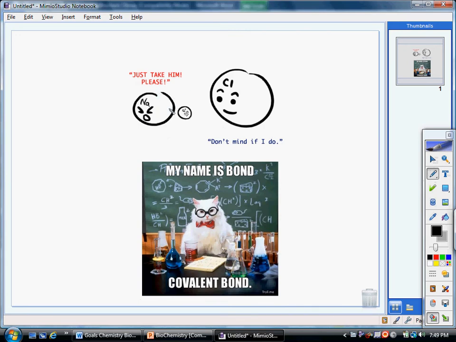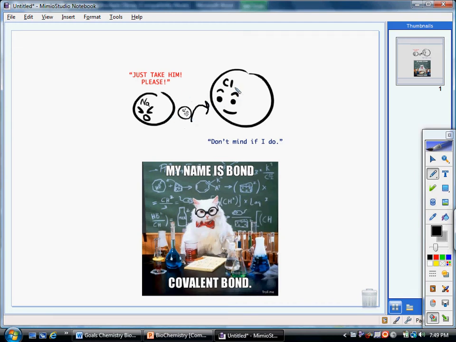Here we have a picture of a sodium, Na atom, and its little baby here is the electron, and it says, please take him, just take him please, and the chlorine says, yep, don't mind if I do. Well, here's what's going on. This baby, the electron, is being given from the sodium to the chlorine.